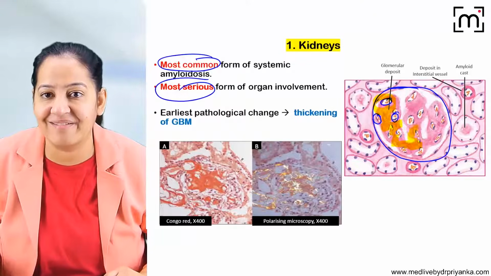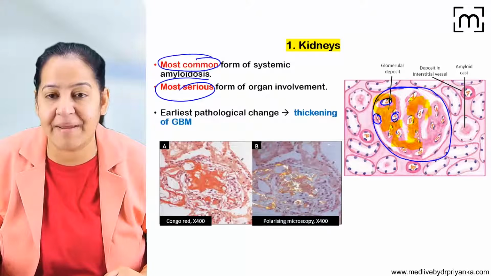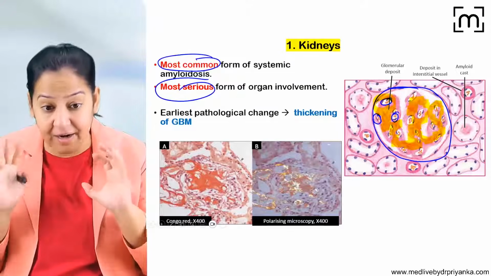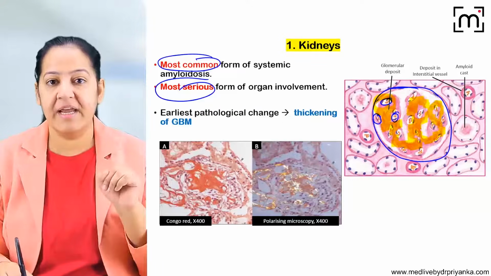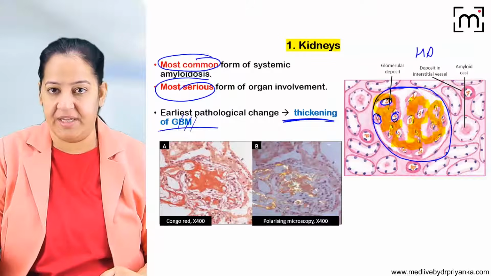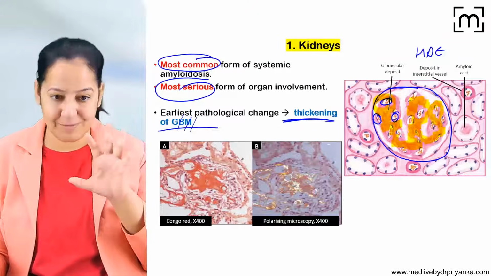Appreciate this extracellular pink color around the capillaries. So this is the thickened basement membrane. In the kidney, it is causing thickening of the glomerular basement membrane. This is H&E, on which the amyloid looks pink in color.